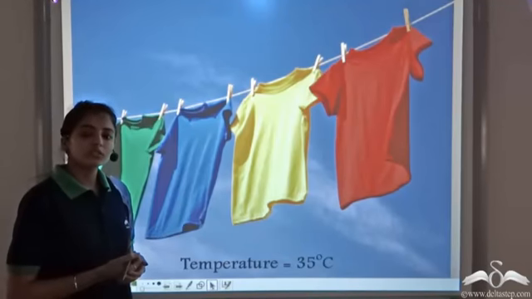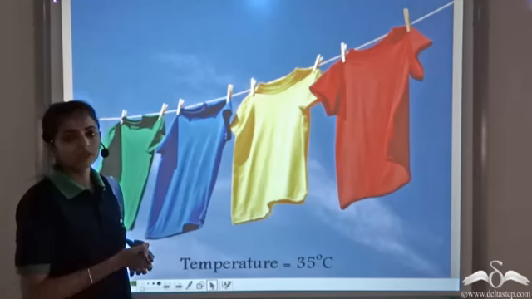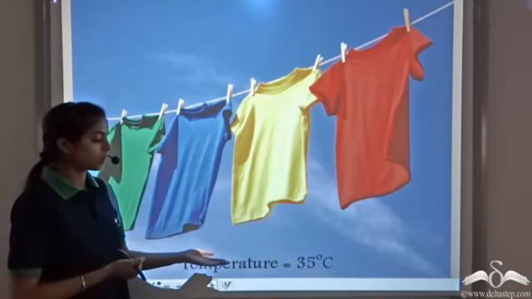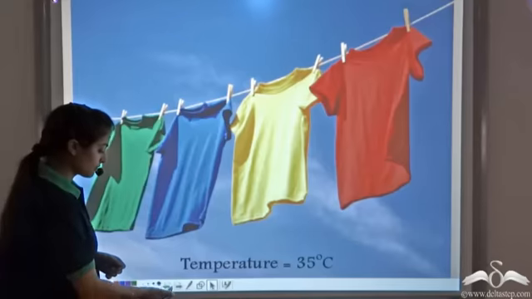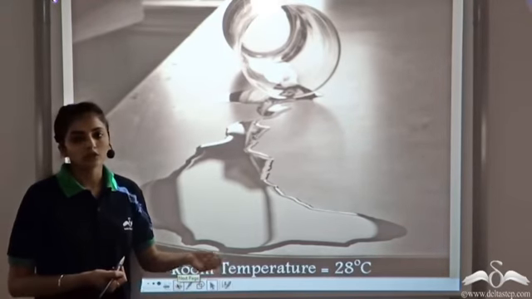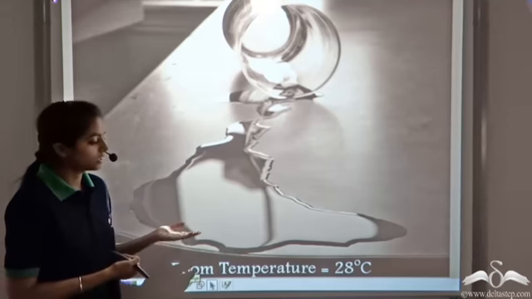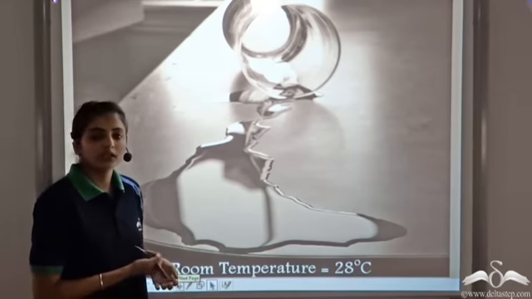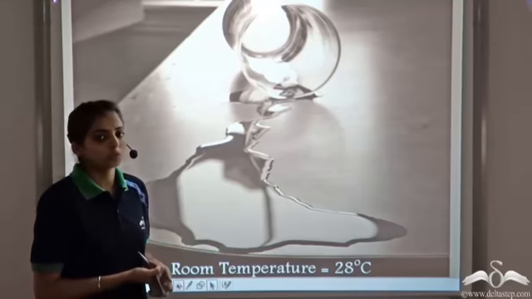When you wash your clothes and hang them outside for drying, you observe that after some time they dry up. Say the temperature outside is 35 degrees Celsius or 45 degrees Celsius. Similarly, if you drop water on a table or on the floor, you observe that after some time the water vanishes. Say the room temperature is around 28 degrees Celsius. So where does this water go? What happens to this water?